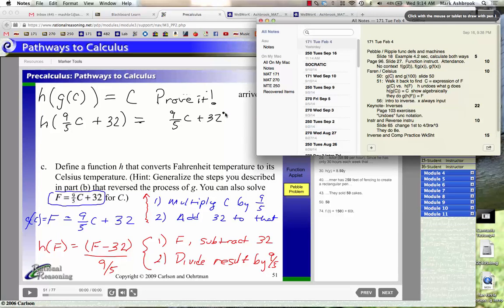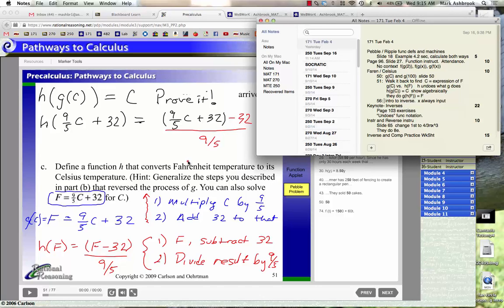Okay, so there's that whole thing. You said all that, minus 32. All right, did you see what he did? He applied the rule for H for the new input, 9/5 C plus 32. What does H say? It says take the input and subtract 32, and then divide by 9/5. Well, the input was 9/5 C plus 32. So we took that input, subtracted 32, and divided by 9/5.